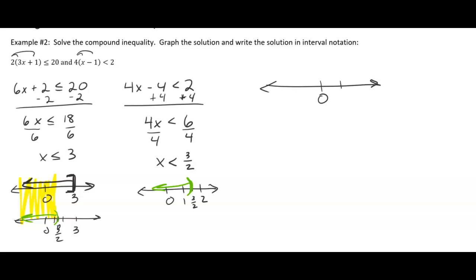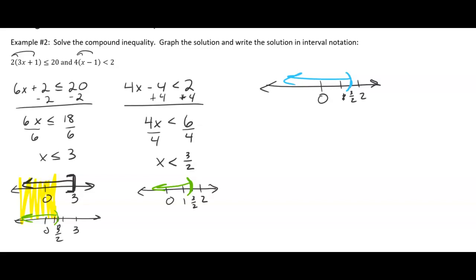So here's 1, 2, 3 didn't click, 2, 1, oops. And then it's going to be right here at 3/2. And I'm going to put that parenthesis right on that 3/2, and I'm going to say it goes this way. Now, how do we write the interval notation? Because this time we're going off toward negative infinity.